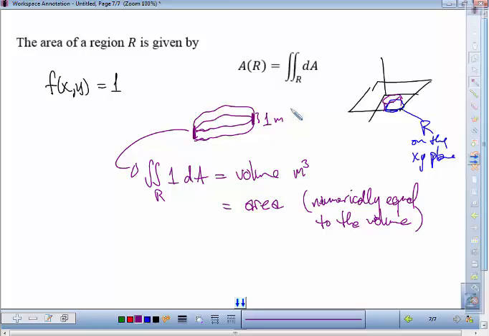So it turns out that you can find the area of a region using double integrals. Numerically you'll get the correct answer, even though with the units you're going to get an extra unit being multiplied. So does that idea make sense?